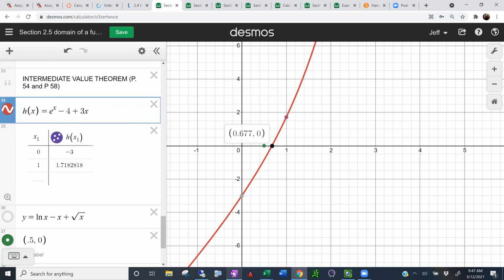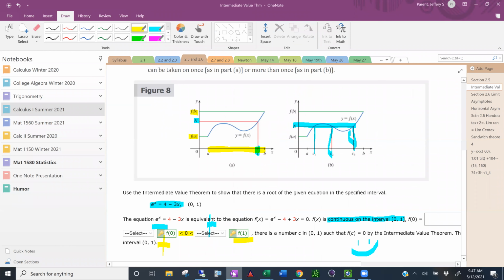Whew. All right. How are we looking with section 2.5 here?